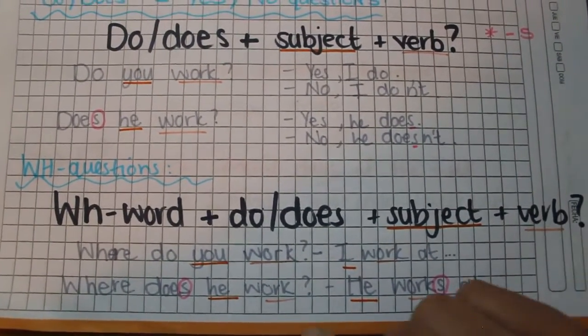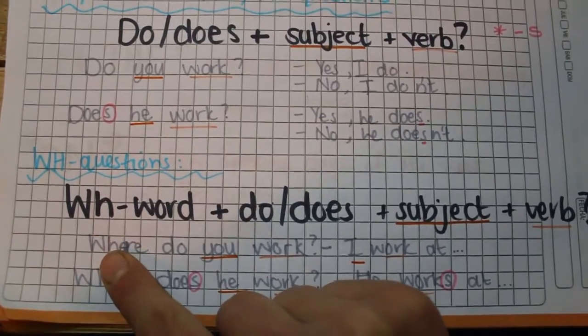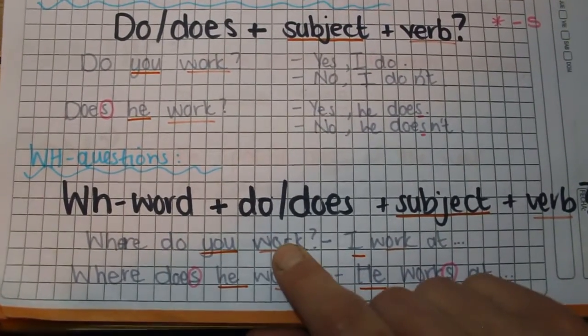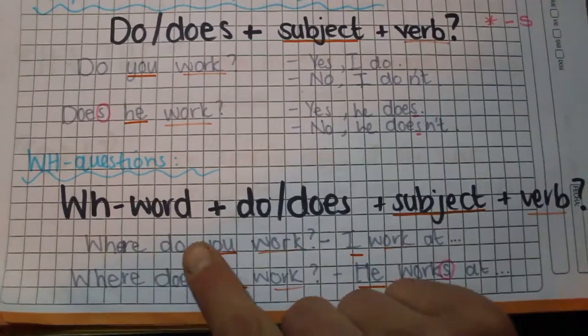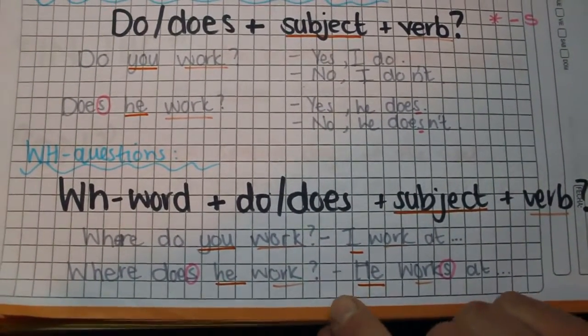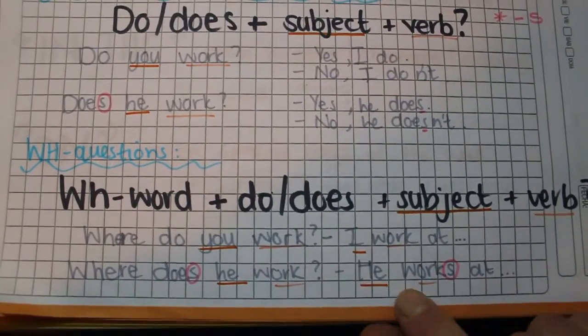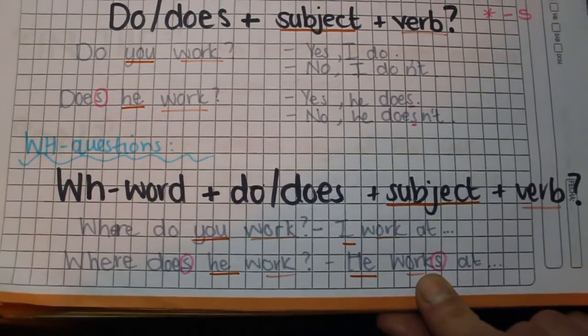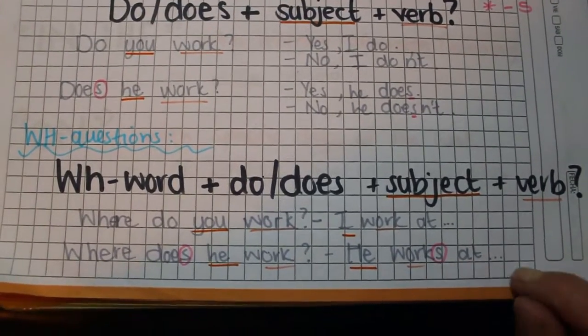For wh- questions, you have your structure: question word plus does, the subject, and the verb. So for example, if my question word is where: where do you work? Again, do for you. Where do you work? I work at Thomas Jefferson. Where does he work? He, and because we're still in simple present, he works at Thomas Jefferson.